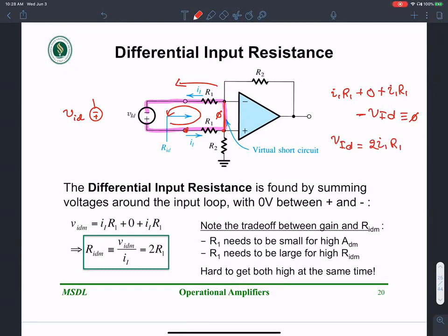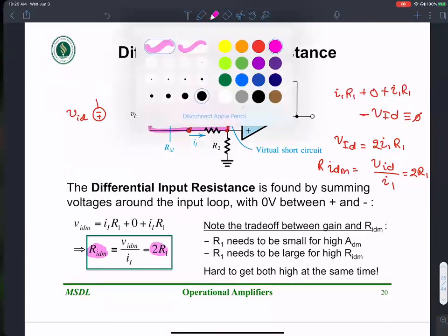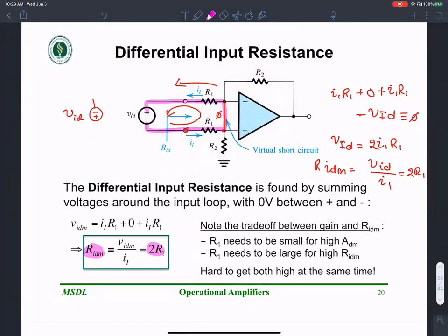And my effort through all of this is to find the differential mode resistance RIDM, which can be evaluated to be VI differential mode over I1. Oh, that is the same as 2 times R1. So the differential input resistance is calculated to be 2 times R1. And R1 needs to be small for a high differential mode gain. And then R1 needs to be large for a high RIDM.